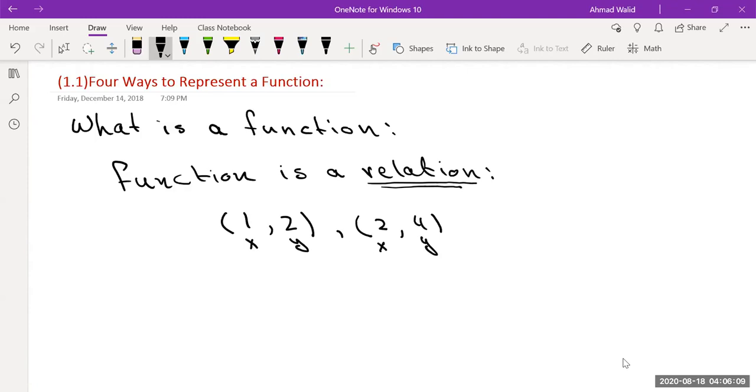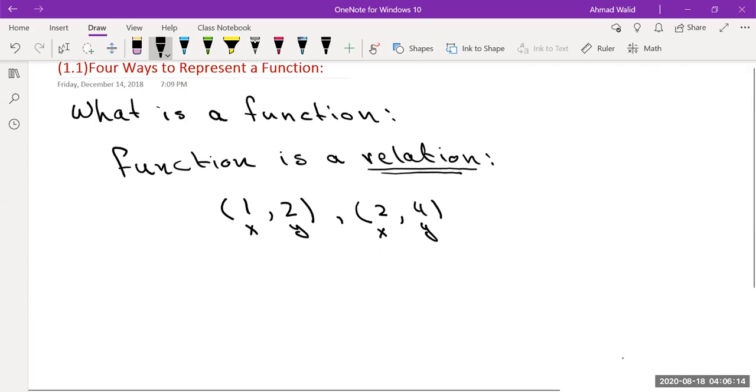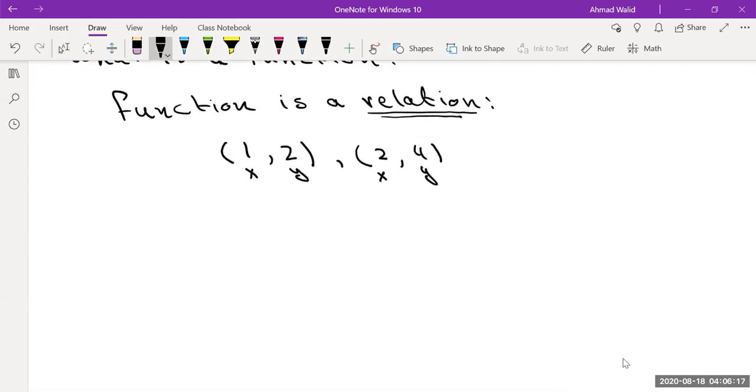To understand that, let's complete our definition. Let me start this way. A function is a relation, but which kind of relation? That every single element in the domain has only and only one element in the range. If I draw two sets for you, or a diagram, let's name this set X, let's name this set Y.